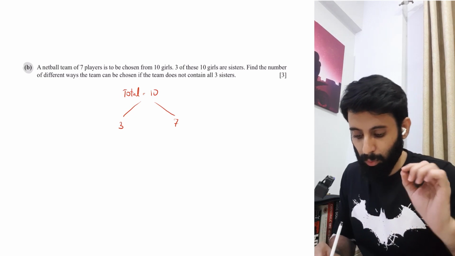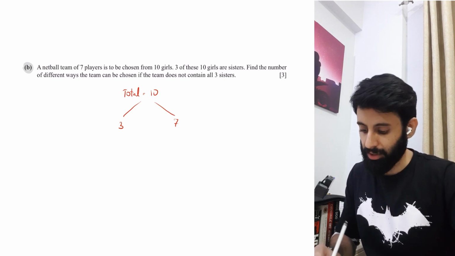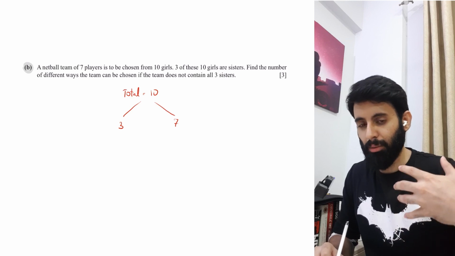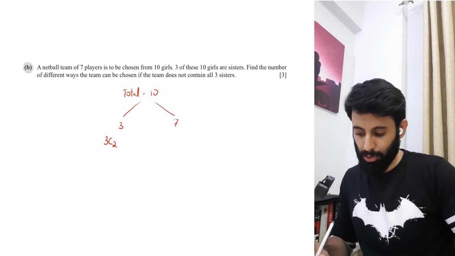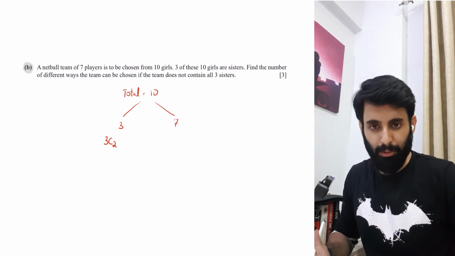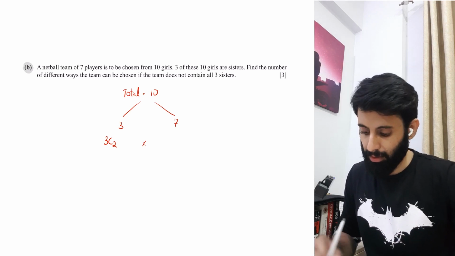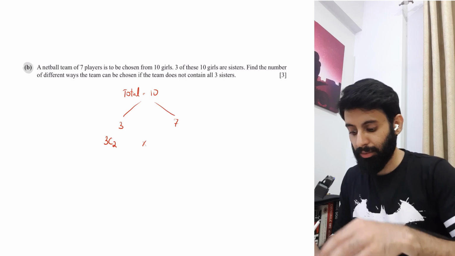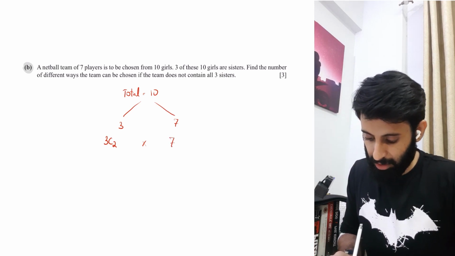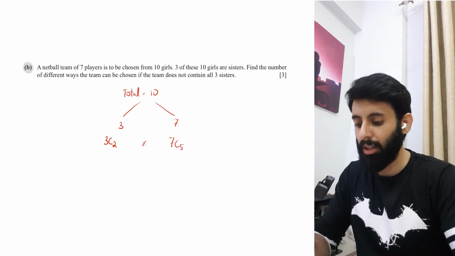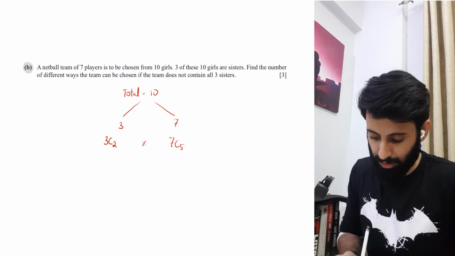One way to meet this condition is to select 2 sisters out of the 3. Remember, we're selecting here, so we deal with combinations. That means 3C2. Now we had 7 to choose, and 2 we've already chosen, so we're left with 5 to choose from the remaining 7 people, because we can't have the third sister in the pool from which we're selecting. So that has to be 7C5. Let's work this out: 3C2 times 7C5 gives us 63.